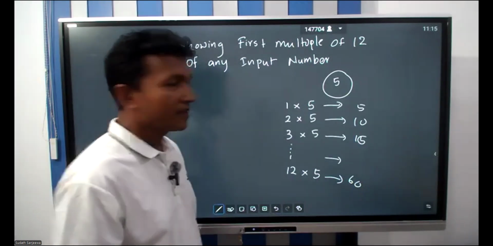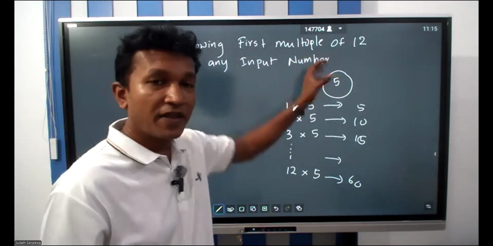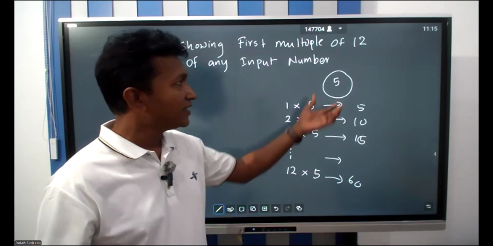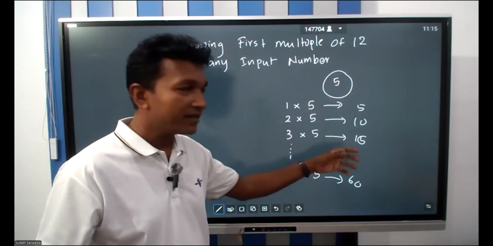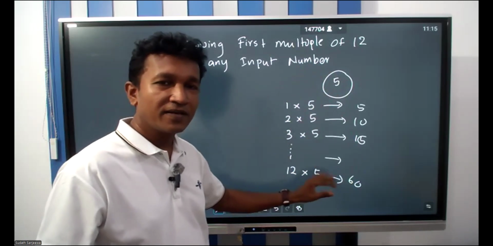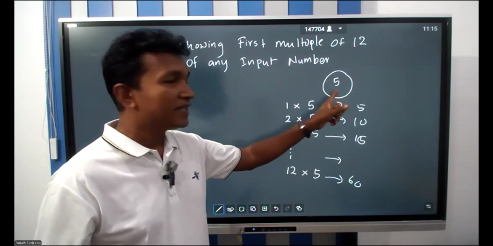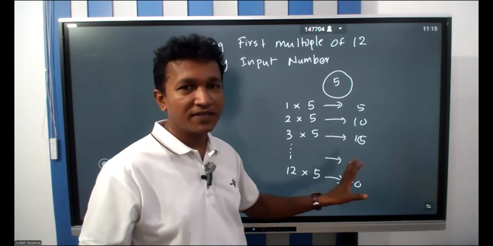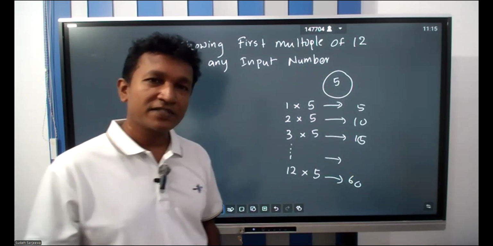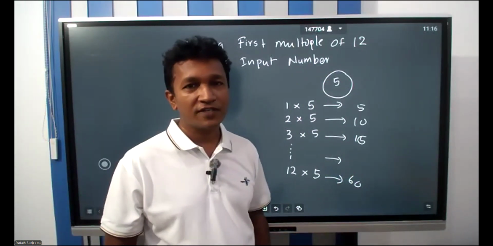Finally, 60. So we don't know what this number is. We have to get the number as an input from the user. User can make an input. We are going to calculate first 12 multiples of this given input number. Let's see how we are going to do this one, first using a flowchart, right?